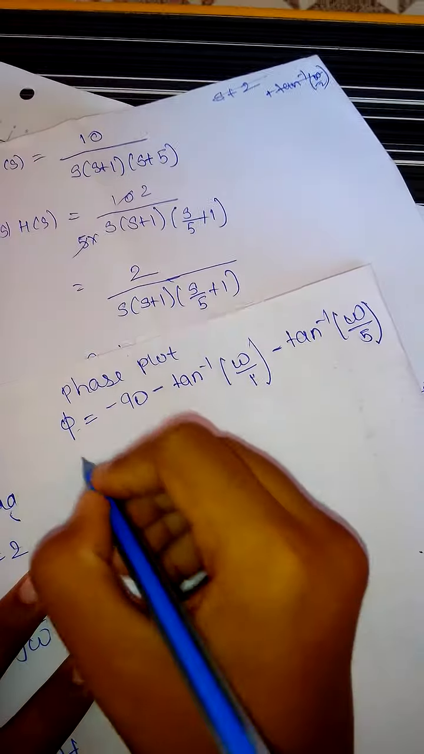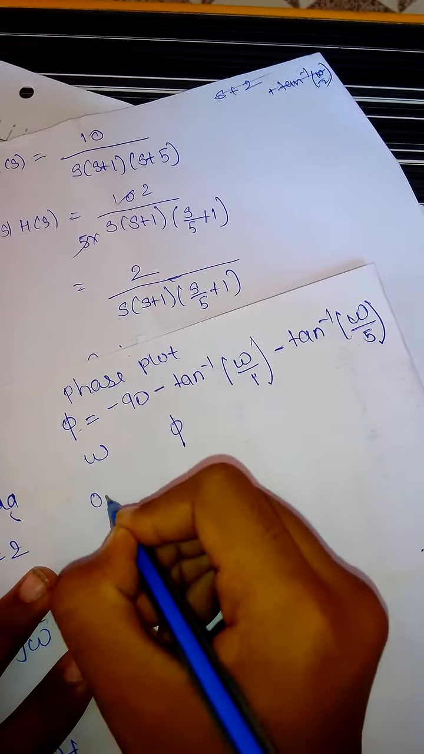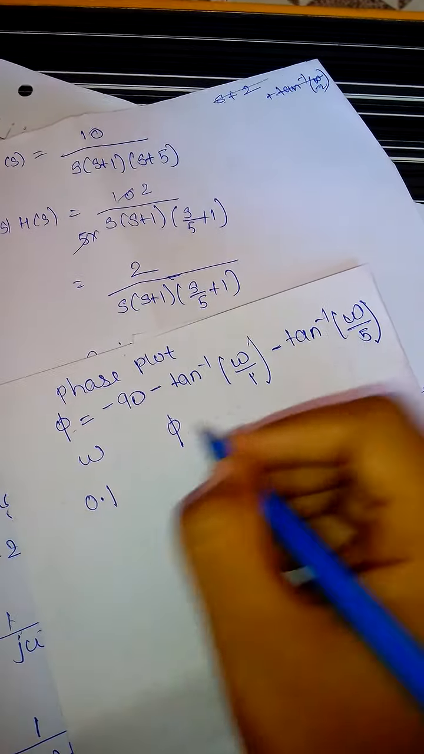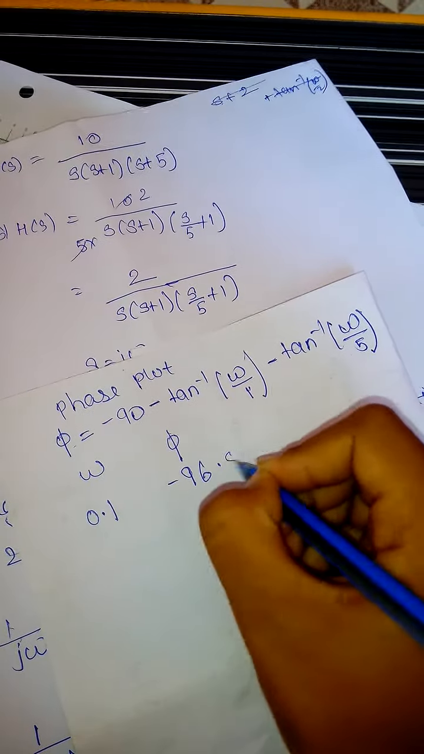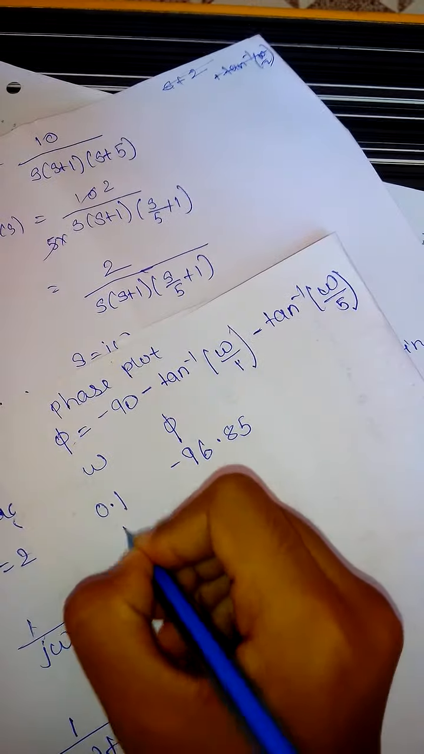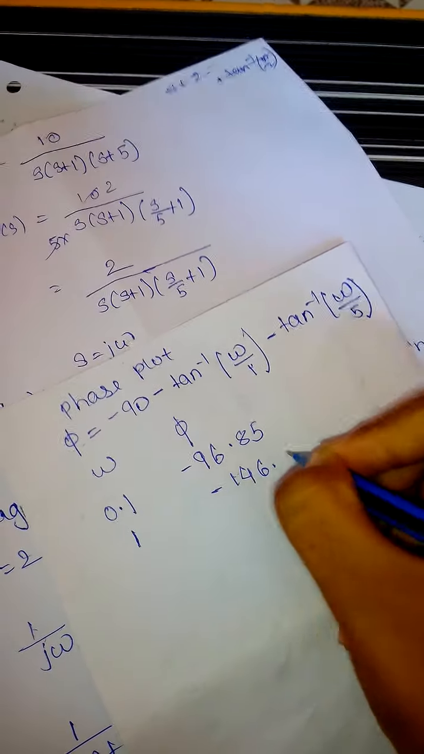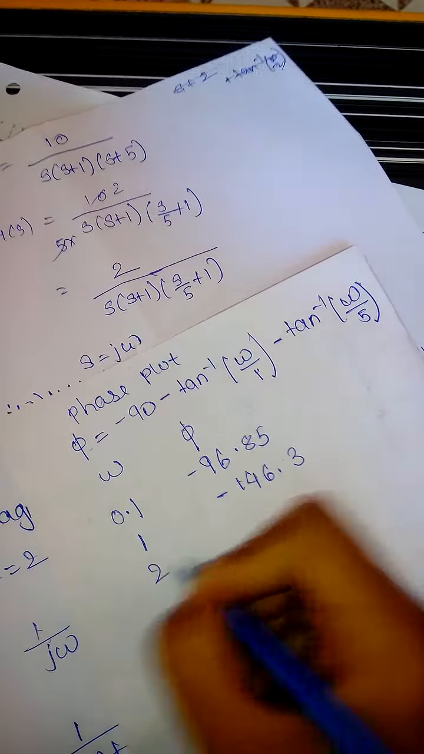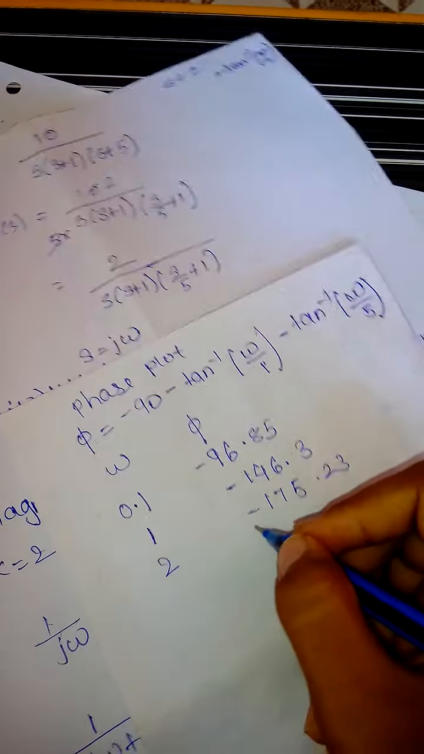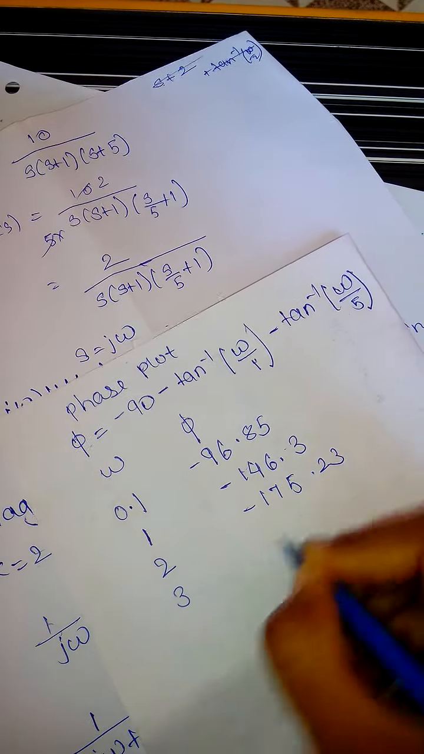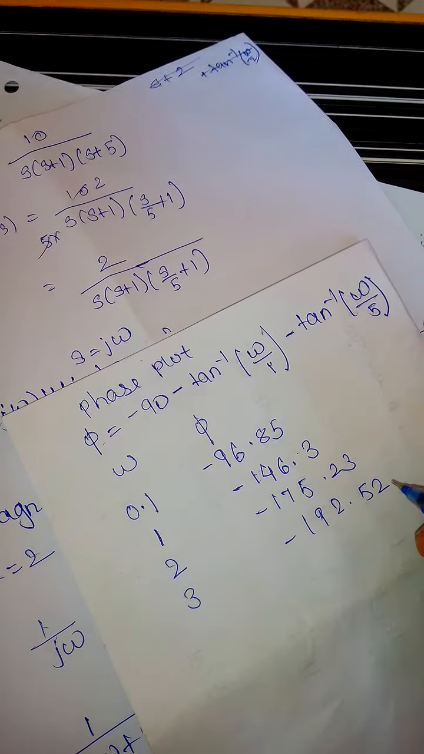Now we have to put the values of omega and get the value of phi. At omega equals 0.1, the value of phi is minus 96.85. At omega equals 1, phi is minus 146.3. At omega equals 2, it is minus 175.23. And at omega equals 3, it is minus 192.52.